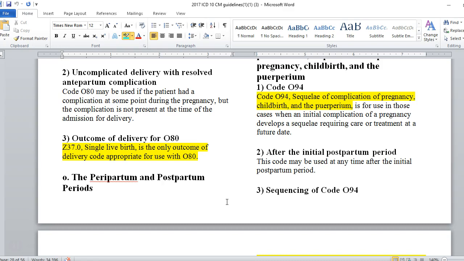That's not a consideration of the delivery. So what's going on at the time of delivery? What are the complications surrounding the delivery? If there are none, and again, single baby, no assistance, vaginal, full term, head down, face down, O80. And it reminds us again, Z37.0, single live birth, is the only outcome of delivery code appropriate for use with O80.